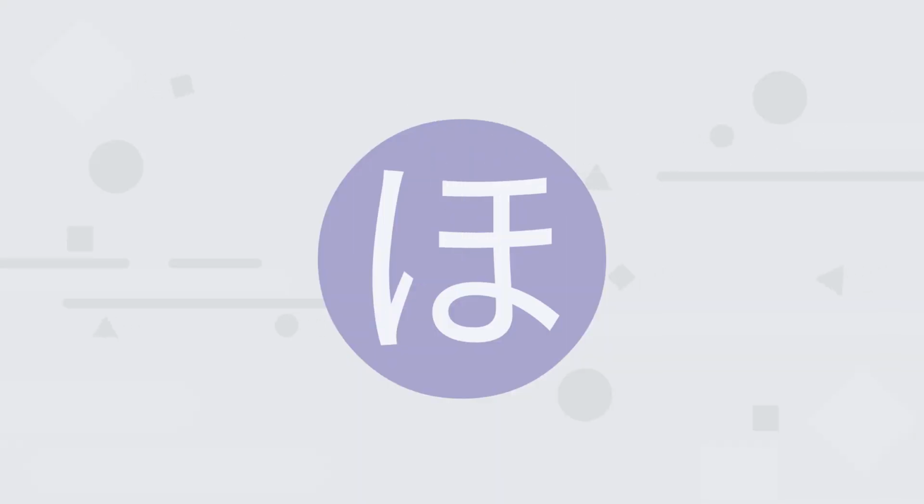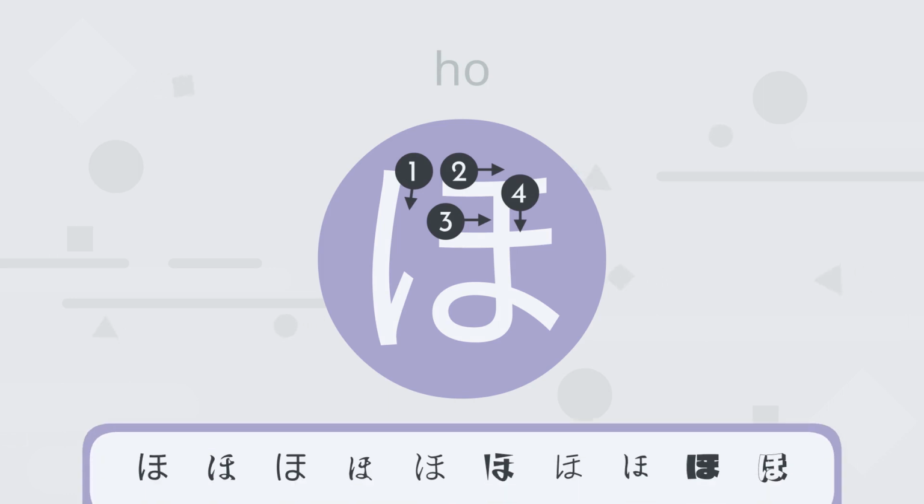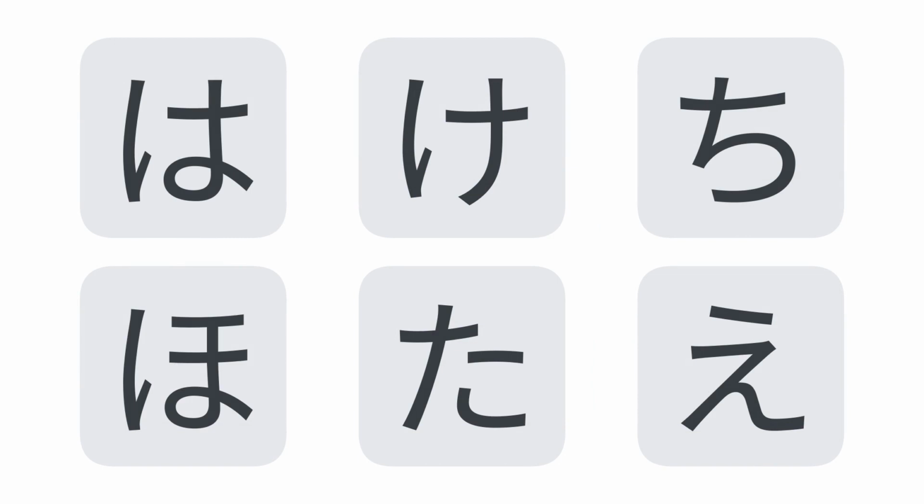The final character we'll learn in this video is ho. Ho. Which of these characters is ho? Ho.